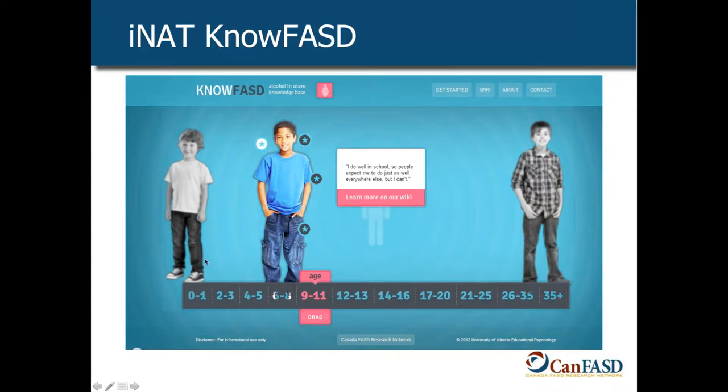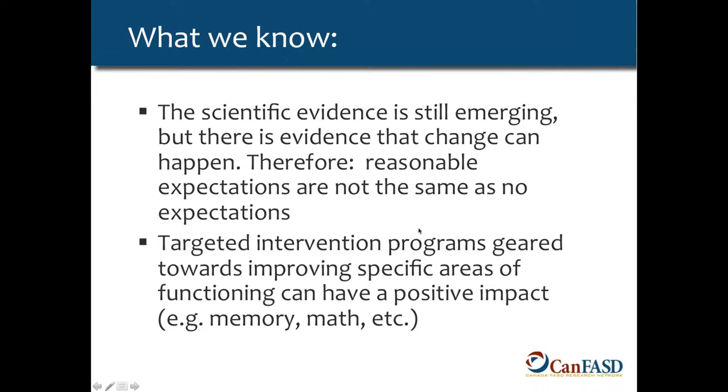We also have a website that provides information about functional issues that you might see with an individual with an FASD across the lifespan, from zero all the way up. And when you move into the wiki, and you feel free to explore this website, it's nofasd.ca, you'll see that there's more information about what those deficits are and particular strategies and resources that might be available to address those issues.